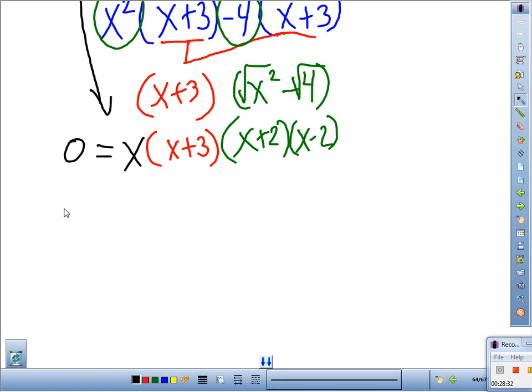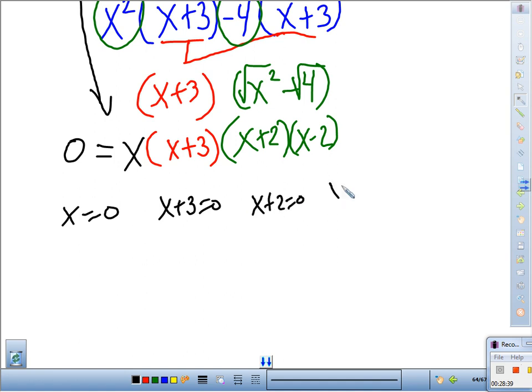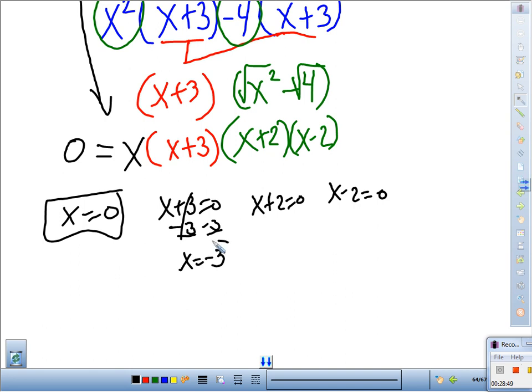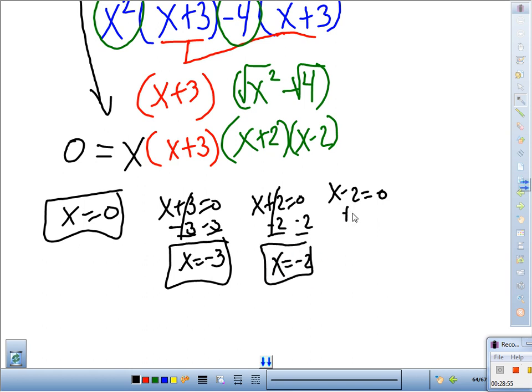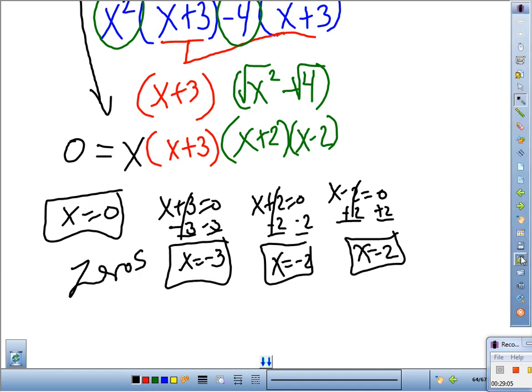No, let's find our zeros. X equal to 0, x plus 3 equal to 0, x plus 2 equal to 0, and x minus 2 equal to 0. This one's already solved. Therefore, minus 3 minus 3, x equals negative 3. Minus 2 minus 2, x equals negative 2. And plus 2 plus 2, x equals 2. All right, and these are our zeros.